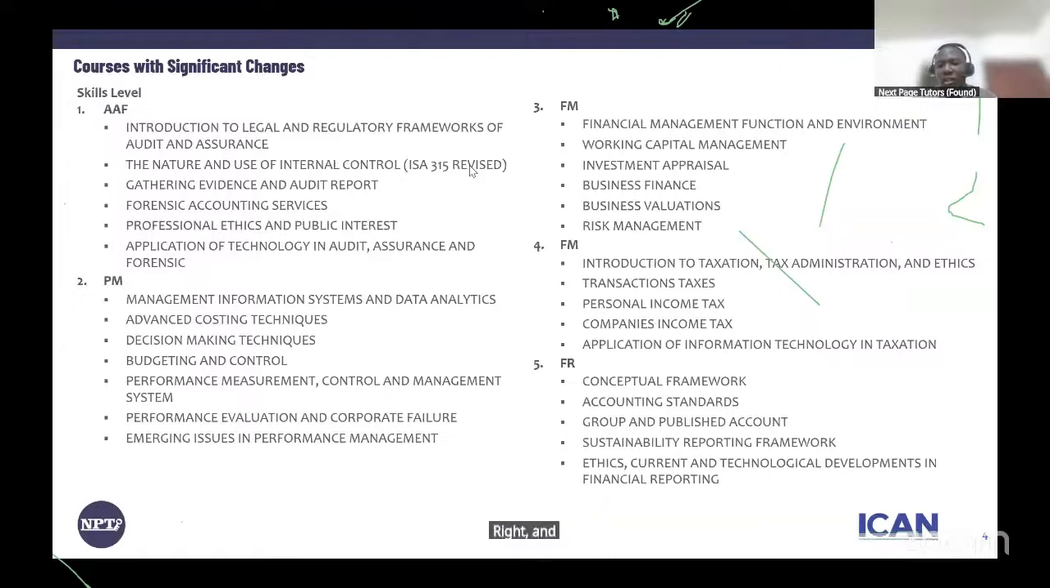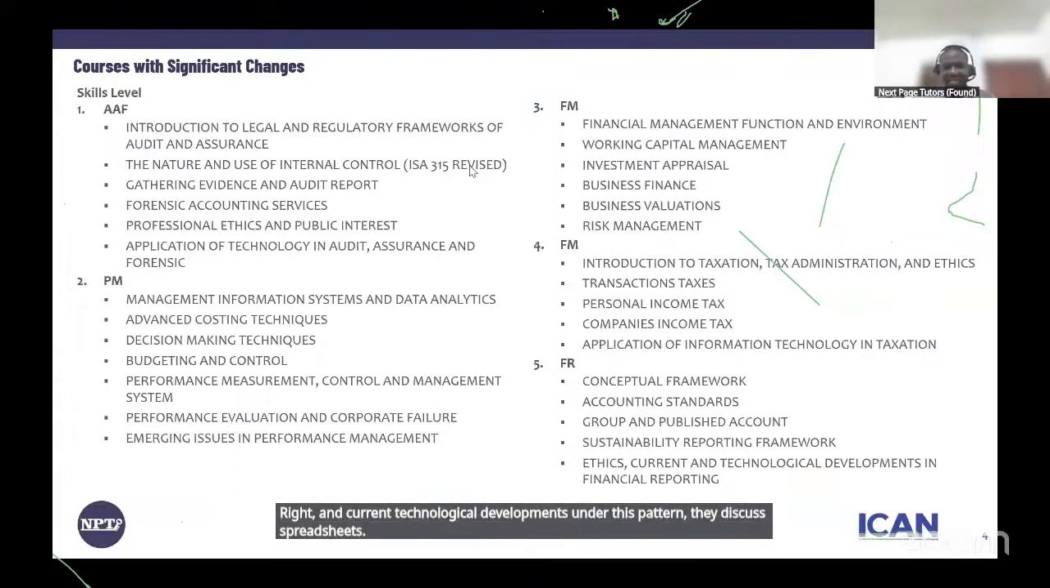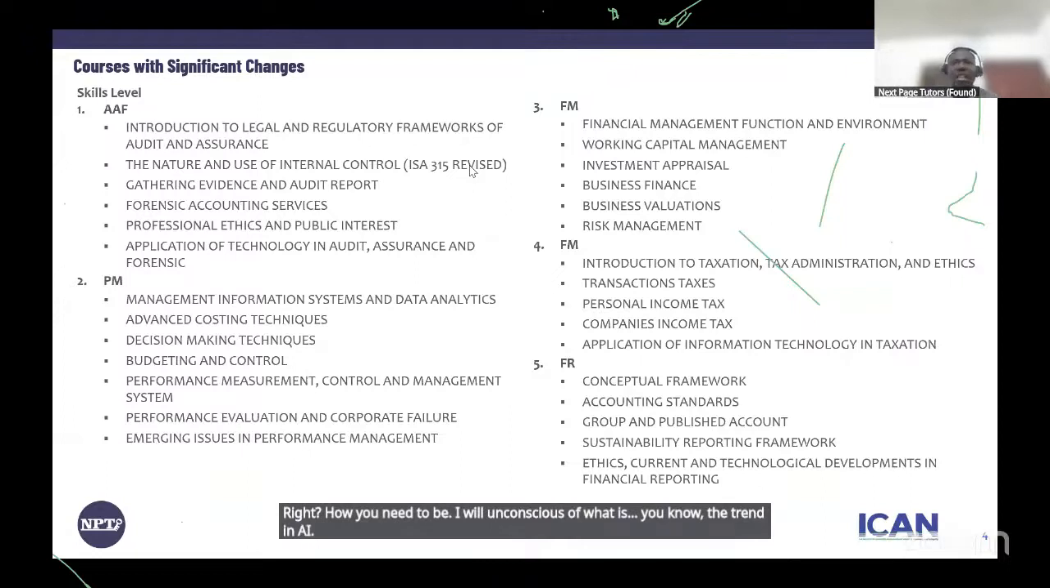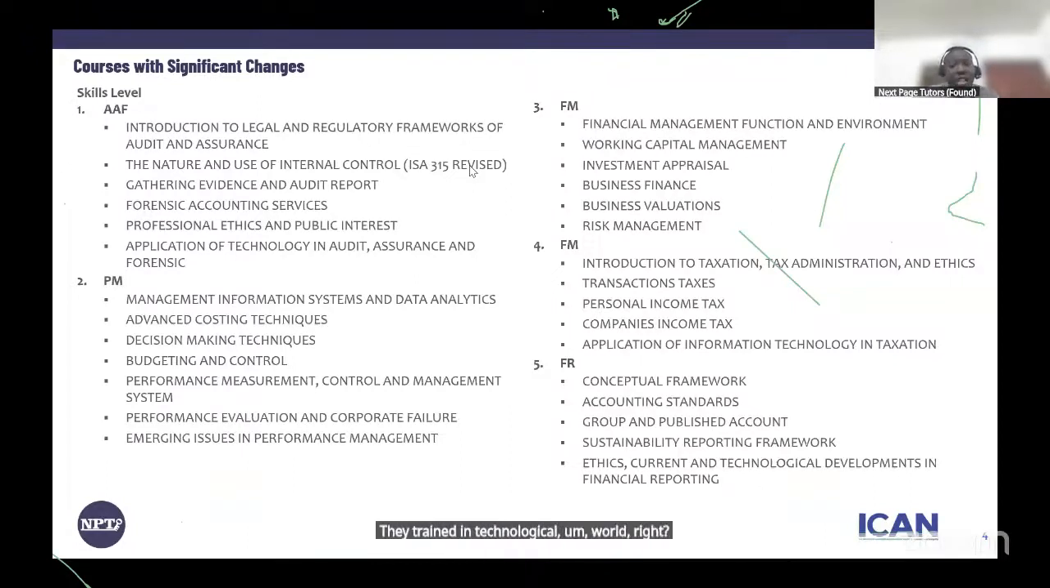And current technological development. Under this part, they discuss spreadsheets, cryptocurrency, cloud computing, blockchain, right? How you need to be aware and conscious of the trend in AI, the trend in the technological world. As an accountant, we have accounting tools. Some of us don't even know how to use accounting packages and all, right? So they introduce some of the content in that chapter.